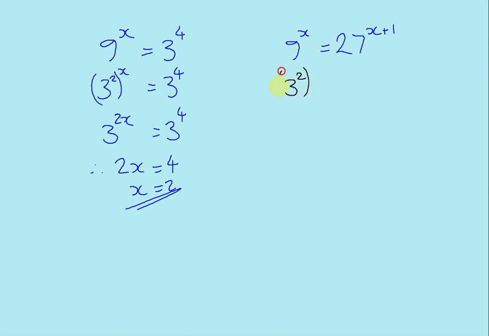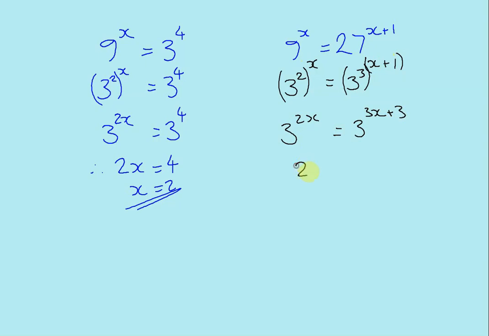And you can see if I write this as a base value of 3, I can do that. And this is 3 cubed. So it does help if you know your powers and your base values. So now I have this situation. So power to power, so times the powers. And again, times the powers. Be really careful here because there's 2 terms. So it's 3 lots of this. So that's 3 lots of 3x plus 3.